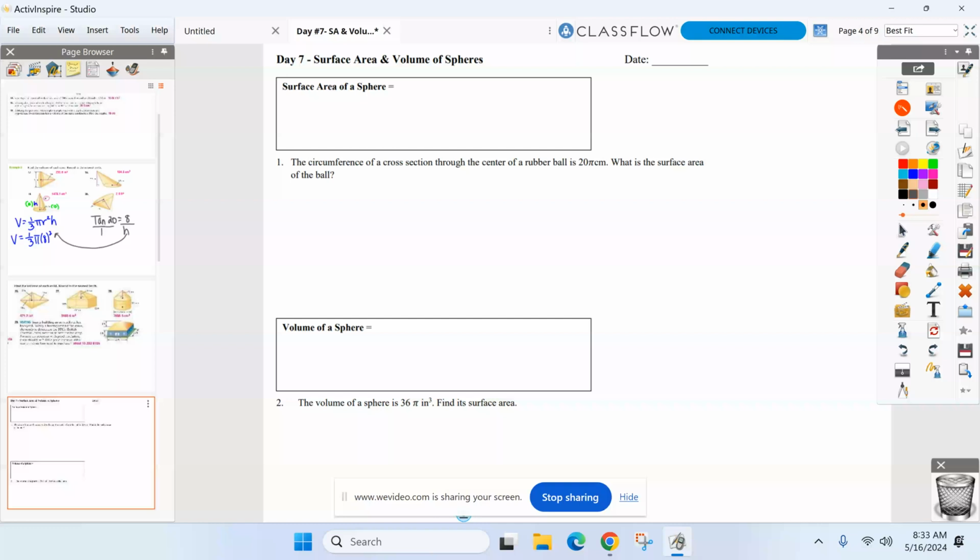Good news about it. When you work with a sphere, there is no slant height. There is no height. There's no base area. There's one thing you need for a sphere. And that's this piece right here.